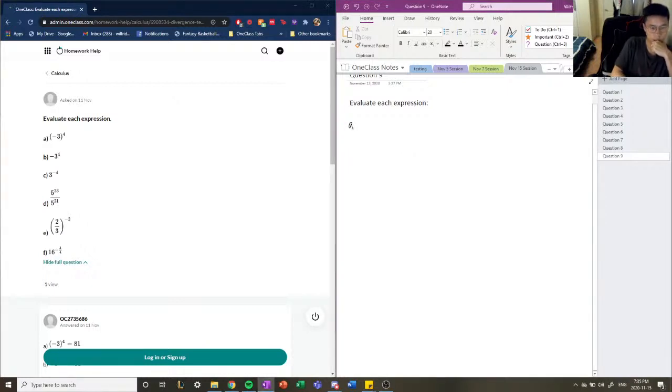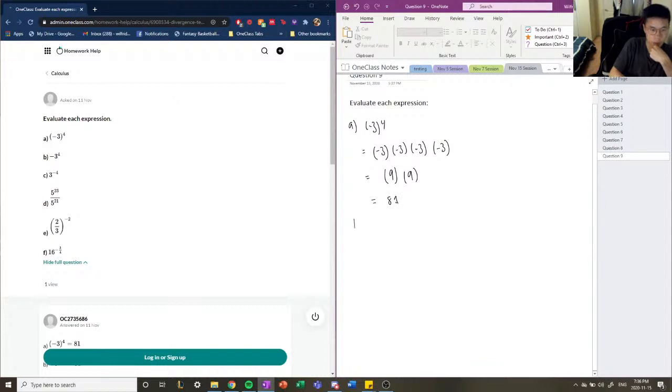So we have A, which is -3 to the power of 4. What is that equal to? That is equivalent to saying -3 times -3 times -3 times -3. -3 times -3 is 9. Let's do the other one. 9 times 9, that equals 81.